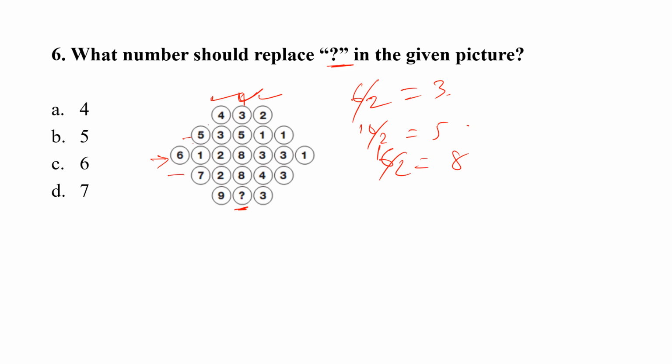And then again with this, we'll try 7 plus 2, 9, plus 4, 13, plus 3, 16. Half of 16, 8. So we find 8 here. So again, this will follow with this last row. 9 plus 3 equal to 12. Half of 12 is 6. So therefore, the 6 will replace this question mark. Therefore, the correct option here, option C, that is 6.